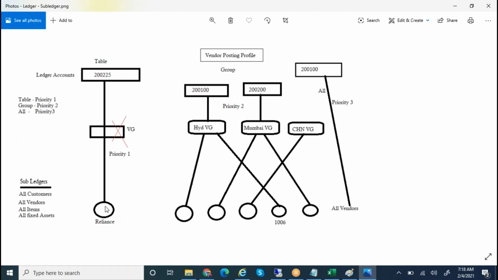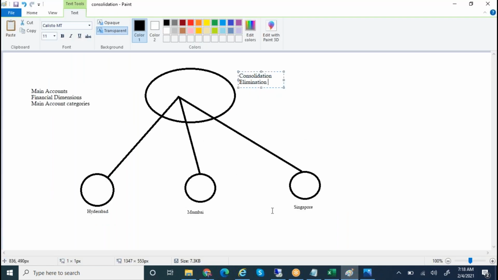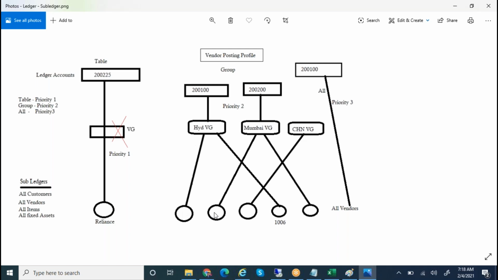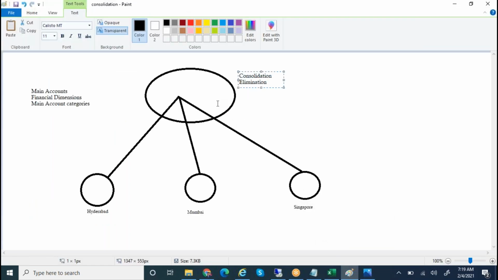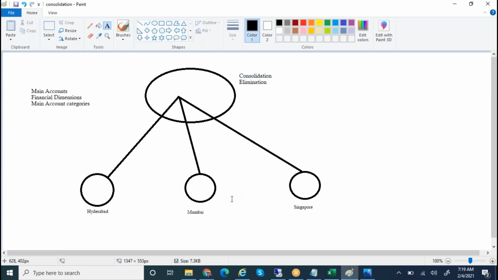Yes. So customer transactions will not be transferred, will not be moved. But ledger transactions, yes, it will be moved. These transactions will be moved from this to here. But customer transactions or vendor transactions, no, this will not be transferred. It is only ledger transactions. Understood?